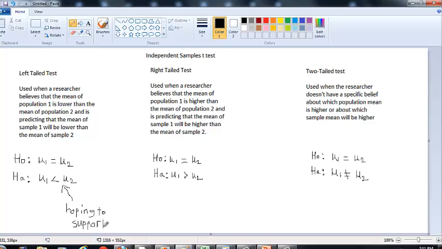In a right-tailed test, the researcher has a reason to believe ahead of time, before the study, that the mean of population 1 is higher than the mean of population 2. And the researcher is hoping to support that belief. So the belief that the researcher is hoping to support is right here in the alternative. They're hoping to support their belief that the mean of population 1 is higher than the mean of population 2. And they're still trying to reject this possibility that they're simply equal.